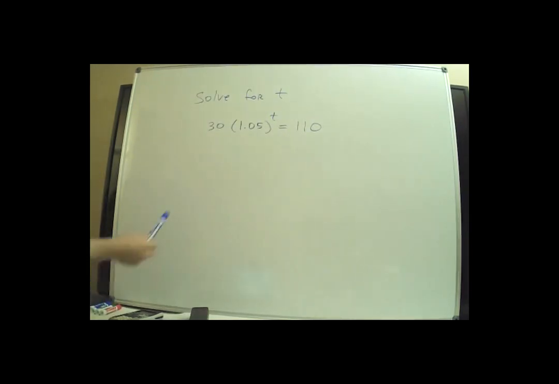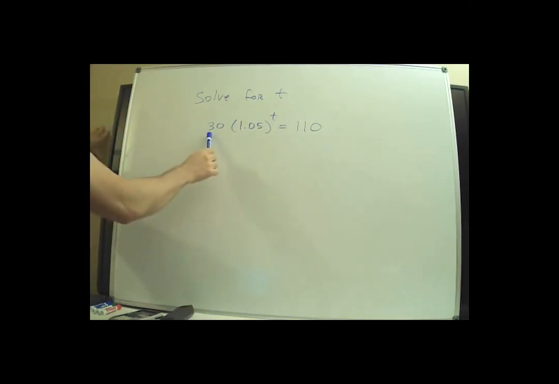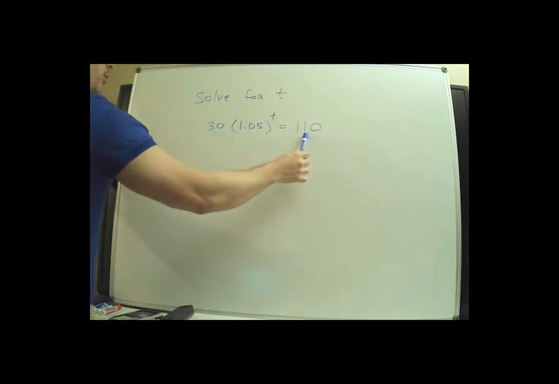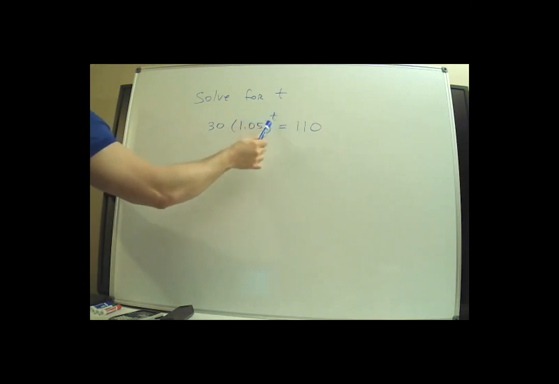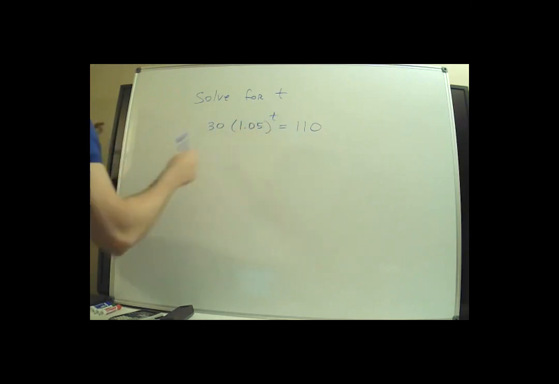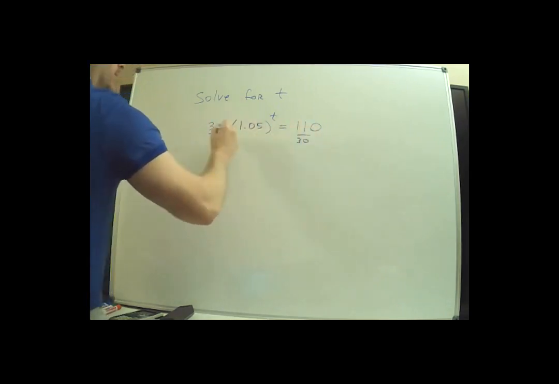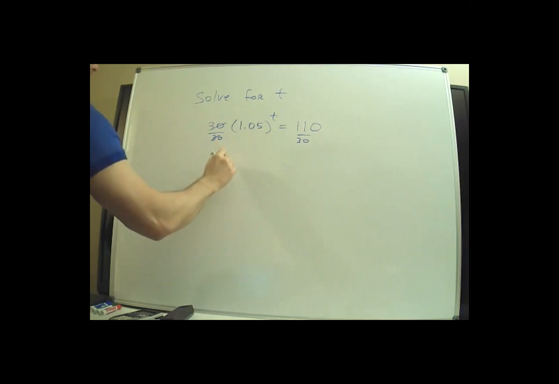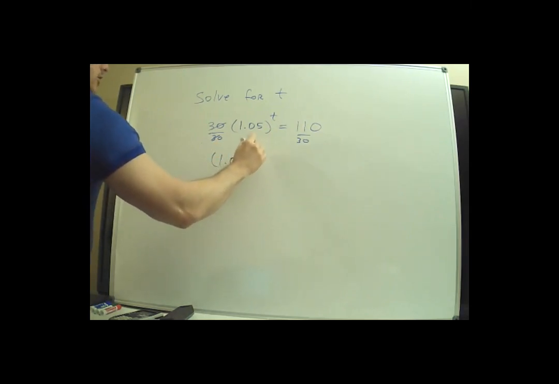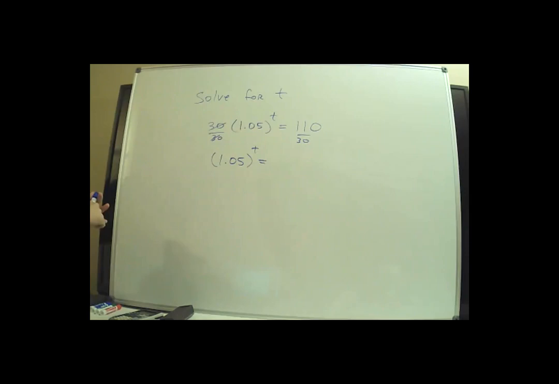All right, so this is something you'll do in the midst of the problem. I start off with something, 30. It's growing at a rate of 5%. If it's above 1, that means it's growing. So I started with 30, and then I ended up with 110. I want to know how long it took me to go from 30 to 110. So the first thing you've got to do is divide that 30 away. My goal is to solve for t. So the $1 million question is, how on earth do I get that t out of the power and into the front?